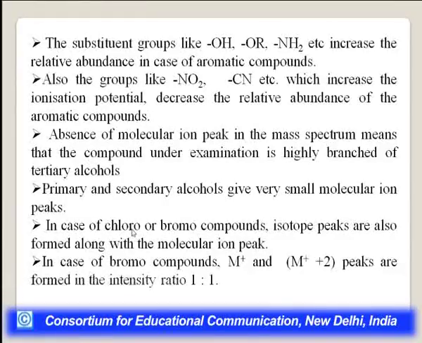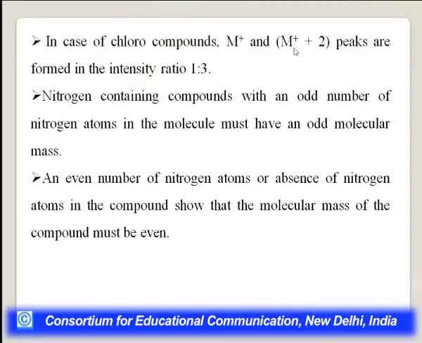In the case of chloro or bromo compounds, look at this point. Isotope peaks are also formed along with the molecular ion peak. This is a specific point about mass spectroscopy. In the case of a bromo compound, you will get two peaks, the M+ molecular ion peak and the M+2 peak, formed in the intensity ratio of 1:1. Both peaks will have the same intensity, so you can easily recognize bromo molecules. And in the case of a chloro compound, both the M+ and M+2 peaks are formed in the intensity ratio of 3:1.